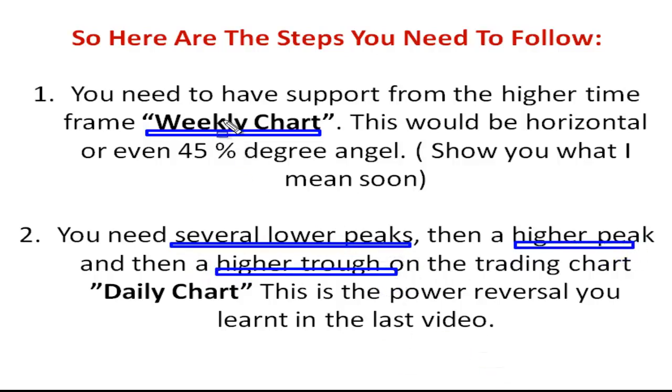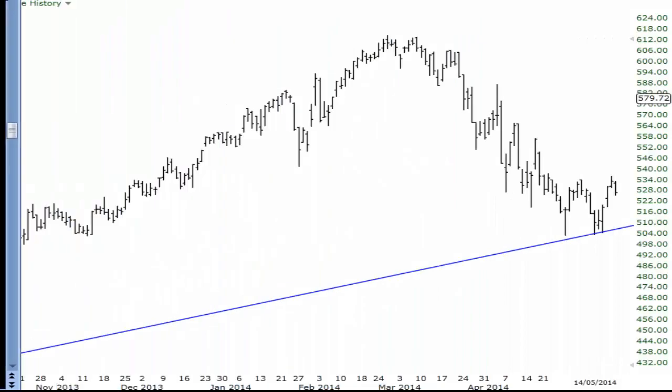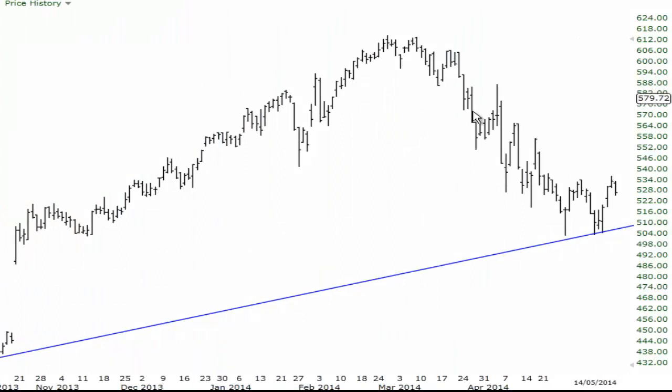Make sense? So right now we have one. We already have the weekly support line. Now we need several lower peaks, then a higher peak, and then a higher trough. So let's move this PowerPoint over now and look at the live chart. What do we have here on the live chart? Well, as you can see, we have several lower peaks: lower peak here, lower peak, lower peak, lower peak, lower peak. So it's the first thing we need, which was several lower peaks in a row.